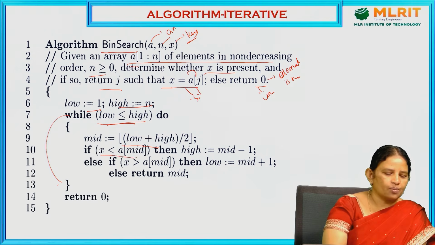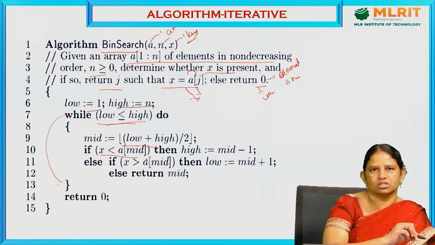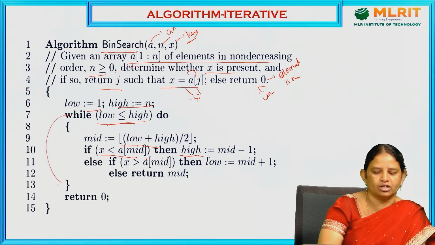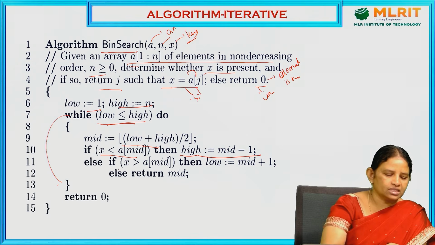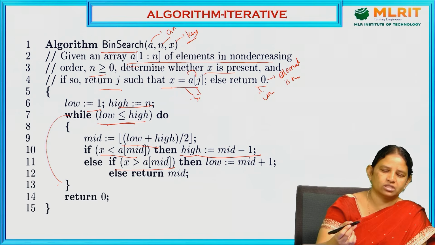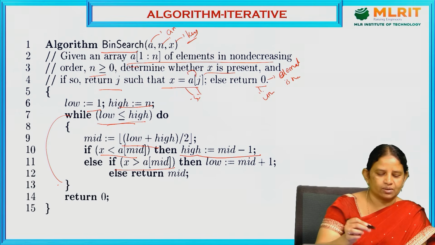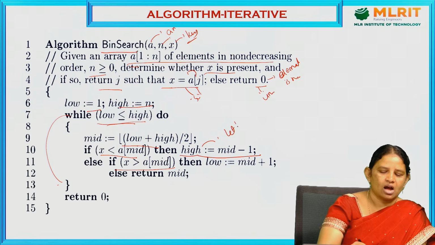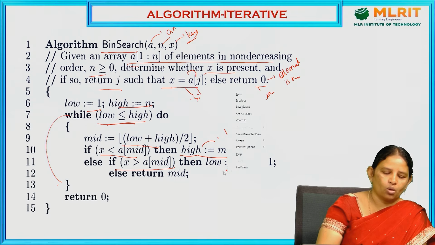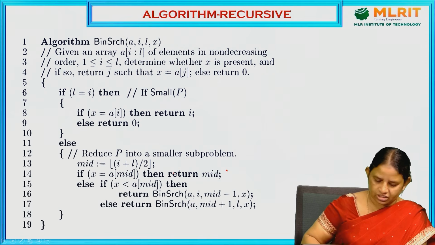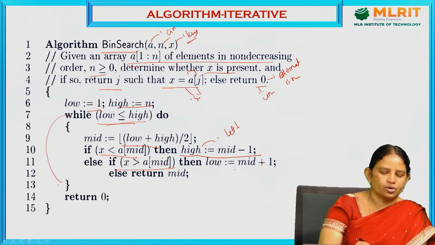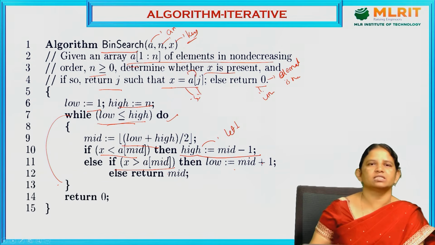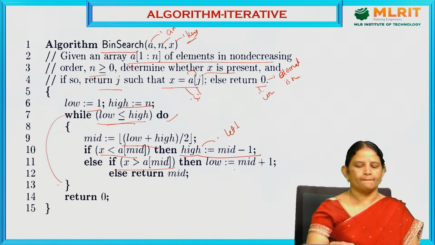And we need to make the comparison. The key element is compared with the mid element. If it is less than, we concentrate on the left sublist, so high equals mid minus 1. If the x value is greater than, we concentrate on the right sublist. For the left sublist, the high value is decreased. For the right sublist, the low value is increased. If these conditions are not satisfied, we repeat the process while low is less than or equal to high.